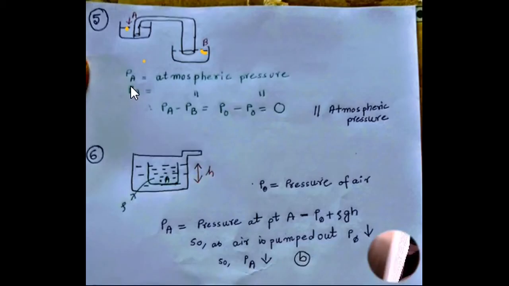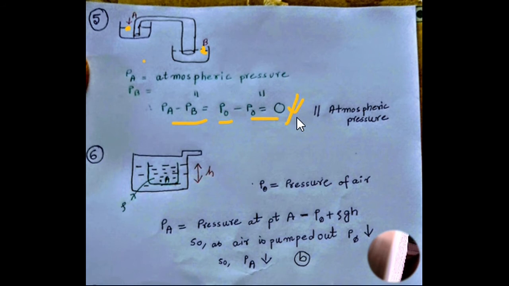Hello guys, I am now solving question number 5. A given system, I need to find PA minus PB. Now see guys, what is the pressure at this point? It's atmospheric pressure. At this point also, what is the pressure? It's atmospheric pressure. So PA minus PB, or say PB minus PA, will be P naught minus P naught. So the answer is 0. So the correct option will be option D.